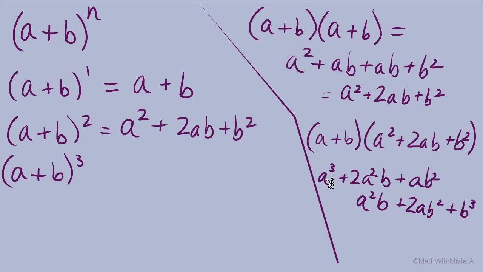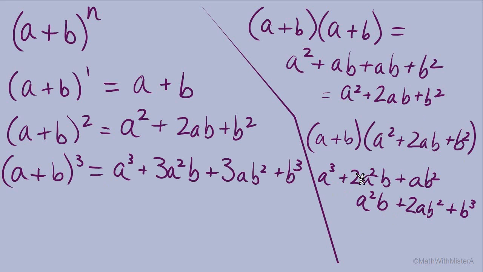And when we combine our like terms, we end up with a cubed plus 3a squared b, the sum of these two terms right here, and then a 3ab squared, the sum of those two terms there, and lastly, b to the third. So let's talk about some of the patterns that we can see so far.